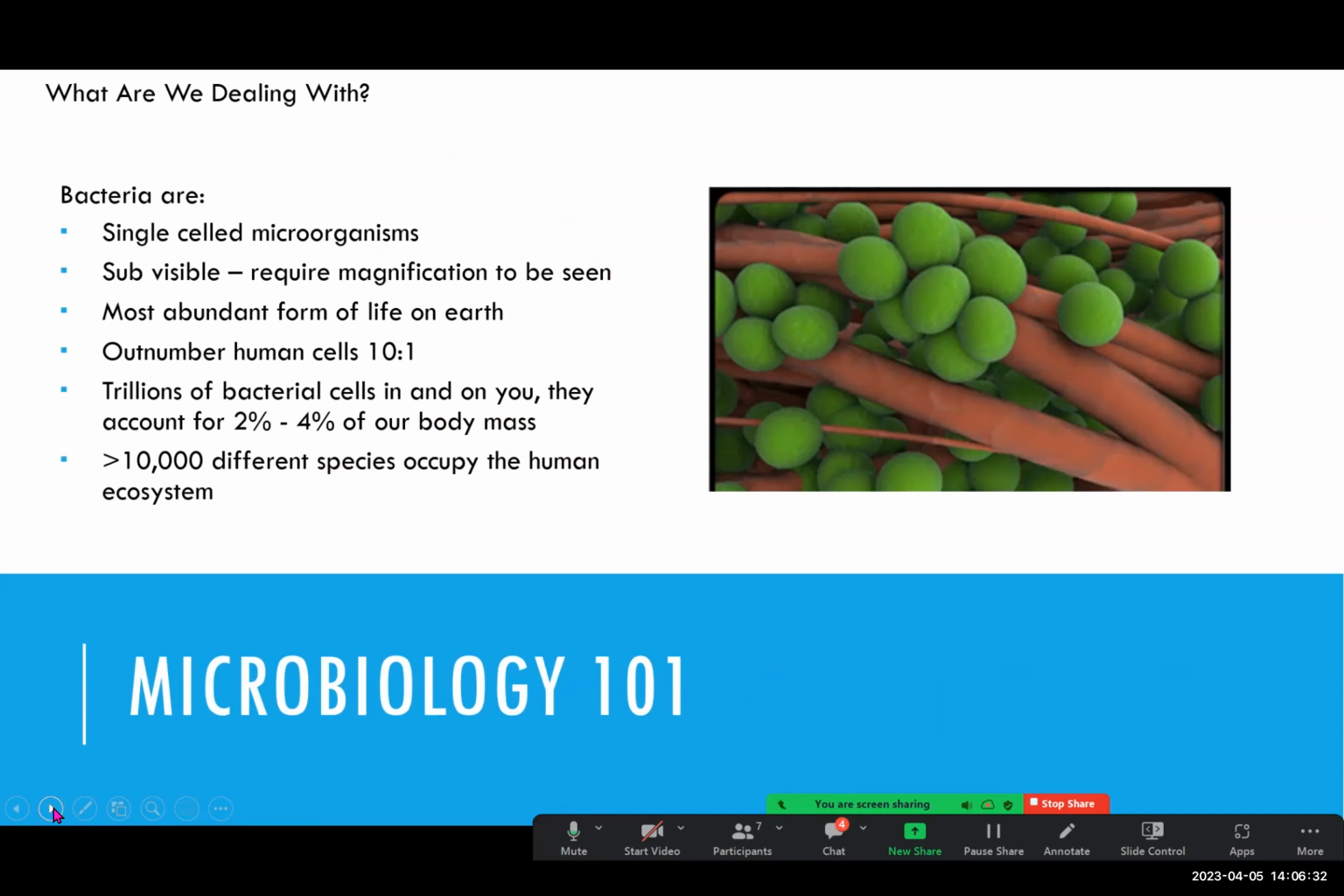So bacteria, they're the most abundant form of life on Earth. They outnumber human cells 10 to 1. We have normal bacterial flora that are beneficial to us. We have them in our stomach, for instance, our digestive tract, which helps us digest our food. If you were to weigh all the cells in your body, 2 to 4% of your body mass is bacteria that are beneficial to us. And we have over 10,000 different bacteria that can occupy the human ecosystem. So they are very, very plentiful.